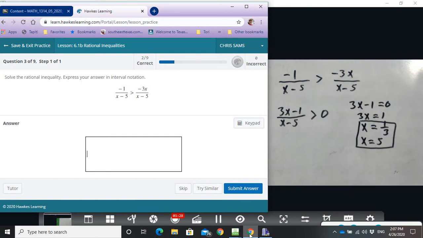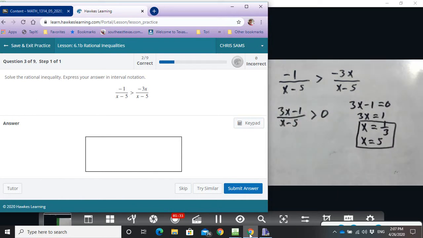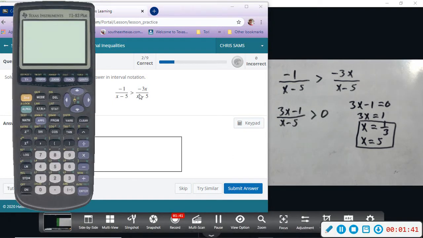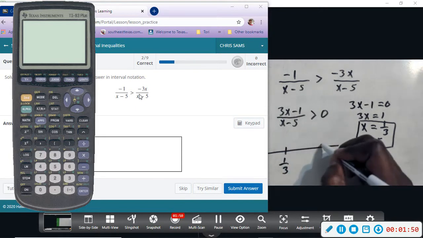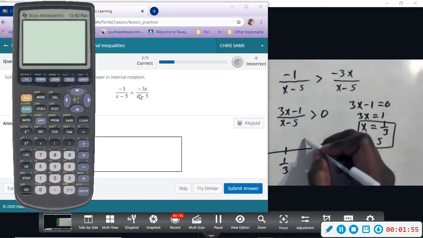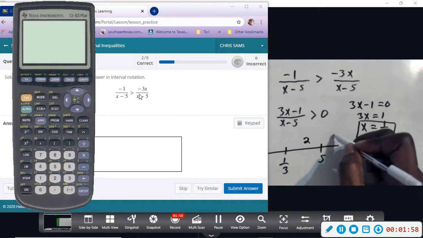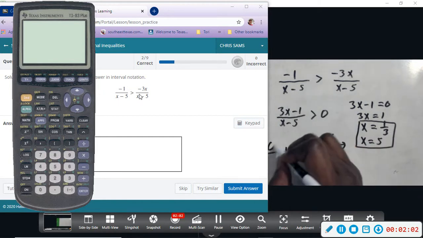Now this time we didn't have to multiply to move one of the terms, so we can just work from here. And from here I want to show you a calculator shortcut to find these. So first I need to do my number line, put these values on there. So we'll say 1/3 is here and 5 is here. So some number between 1/3 and 5, let's just say 2. Something to the right of 5 will be 6, and something to the left of 1/3 we'll just use 0.